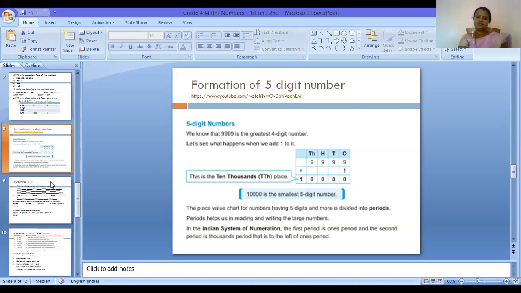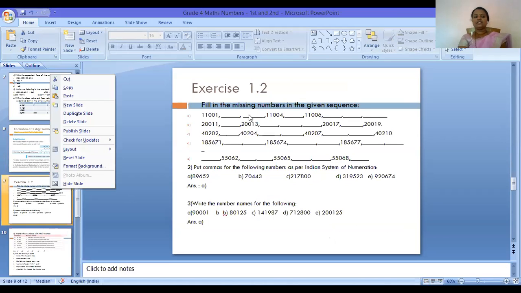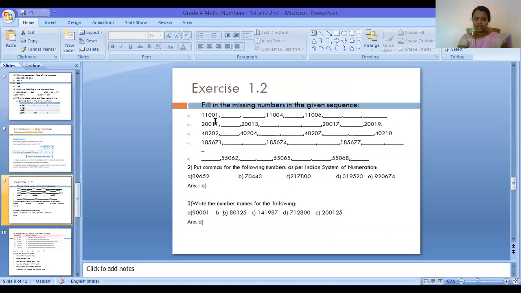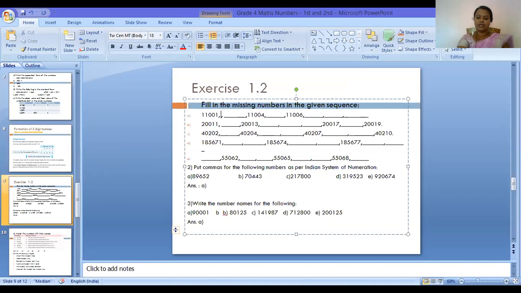So let us move ahead to the exercise. Can you tell me, children, fill in the missing numbers in the given sequence. How would you fill the sequence in this pattern? So you have 11,001. The next number would be 11,002. Next comes 11,003. 11,004 is given. Next comes 11,005.